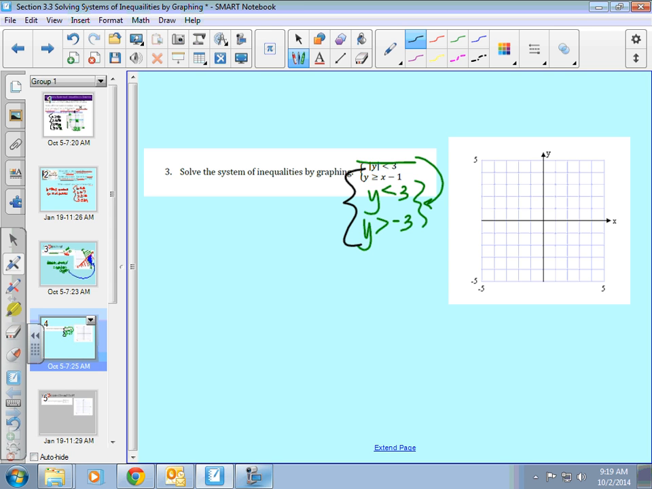Here they are. So I'm going to start with graphing the first one, and I will do that in red. It's y is greater than or equal to, so once again, this will have a solid line. Start with my y-intercept of -1, and my slope is 1. So rise 1, run 1.